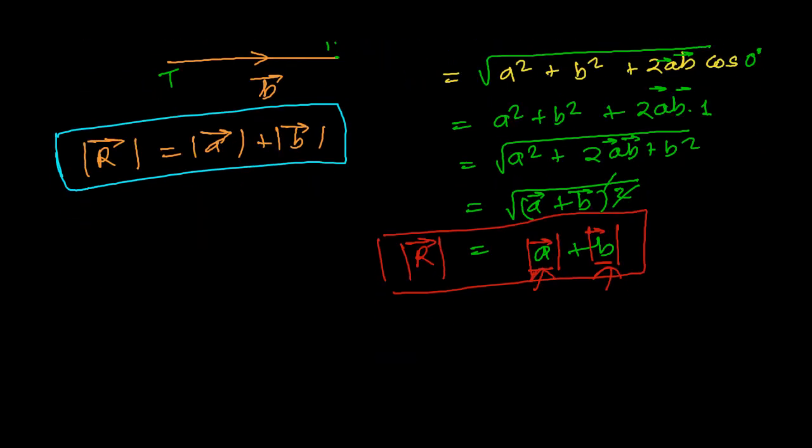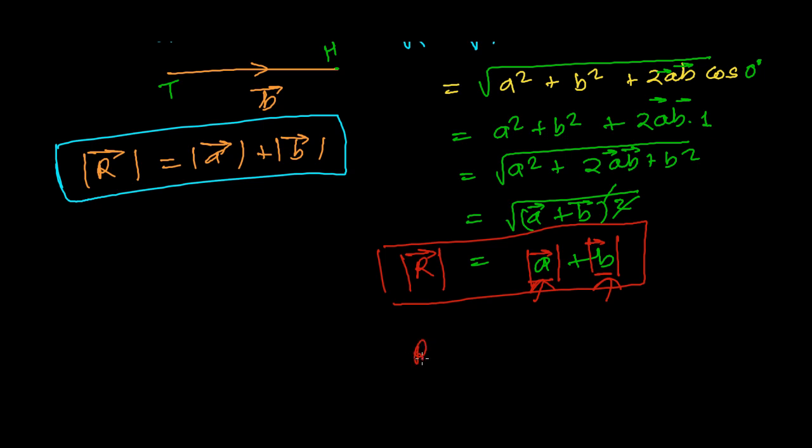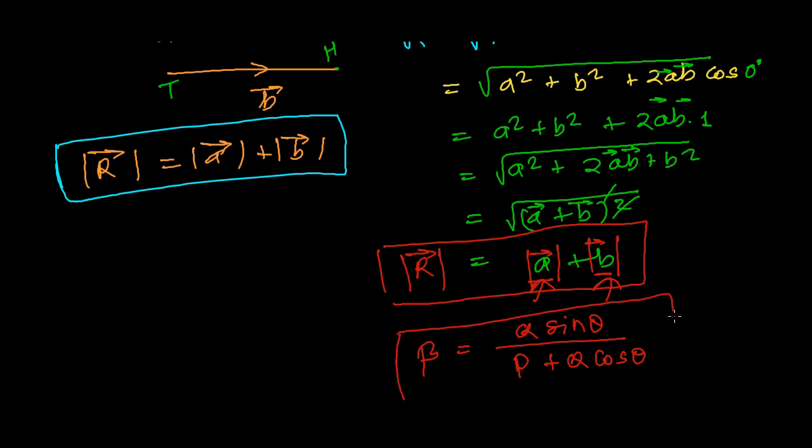All right, let's find out the direction of the resultant now. The direction of the resultant we used to find by a formula: q sine theta divided by p plus q cosine theta. I'm taking this formula from the triangle law, or you can say the parallelogram law.